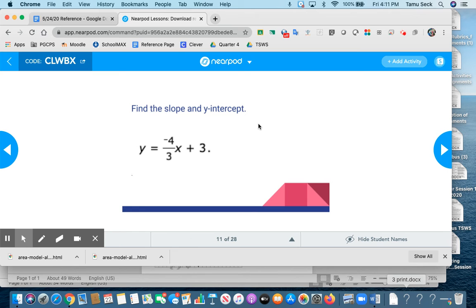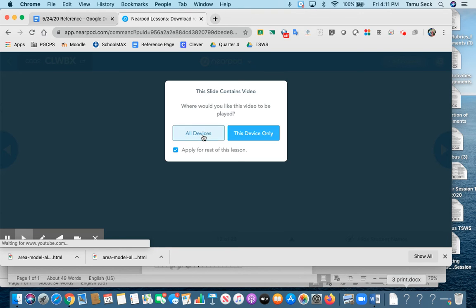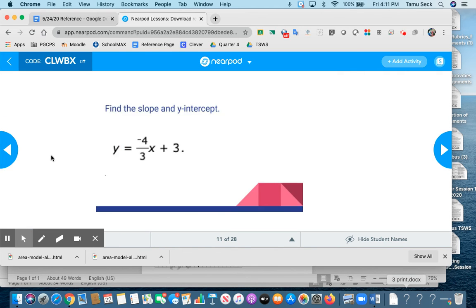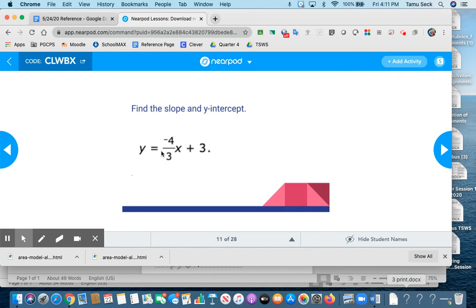I would like you to please identify the slope and y-intercept of this function. The slope is negative 4/3 and the y-intercept is 3.